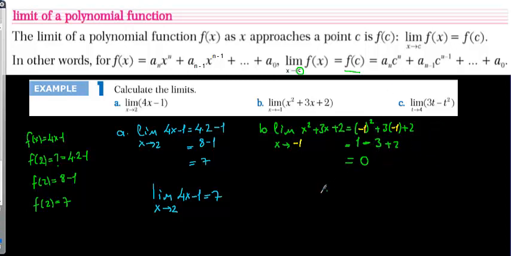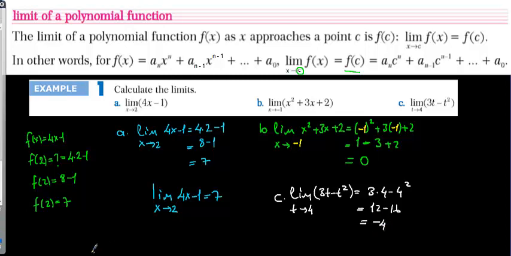For the third one, part C, the limit as t tends to 4 of 3t minus t squared, sorry. Here there's no difference between the terms x or t. It is given in terms of t, so we replace the t value. It's going to be 3 times 4 minus 4 squared, which is 12 minus 16, equal to minus 4.